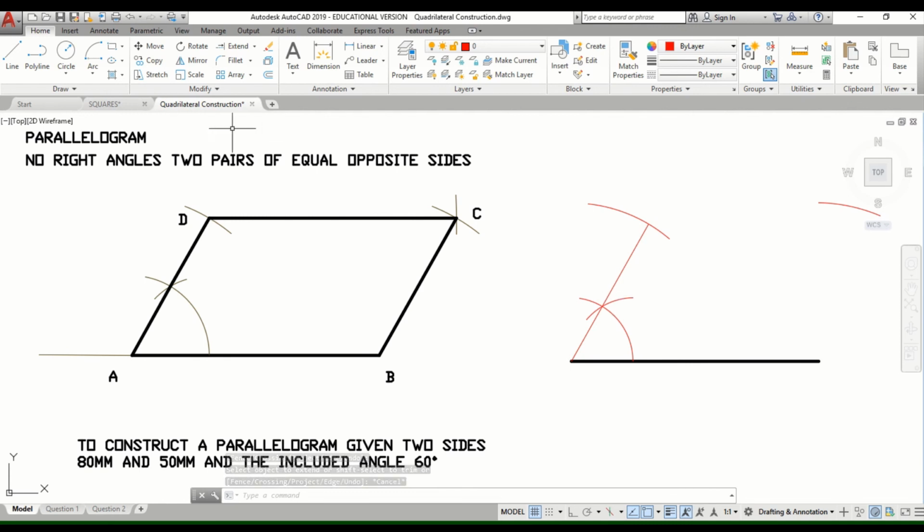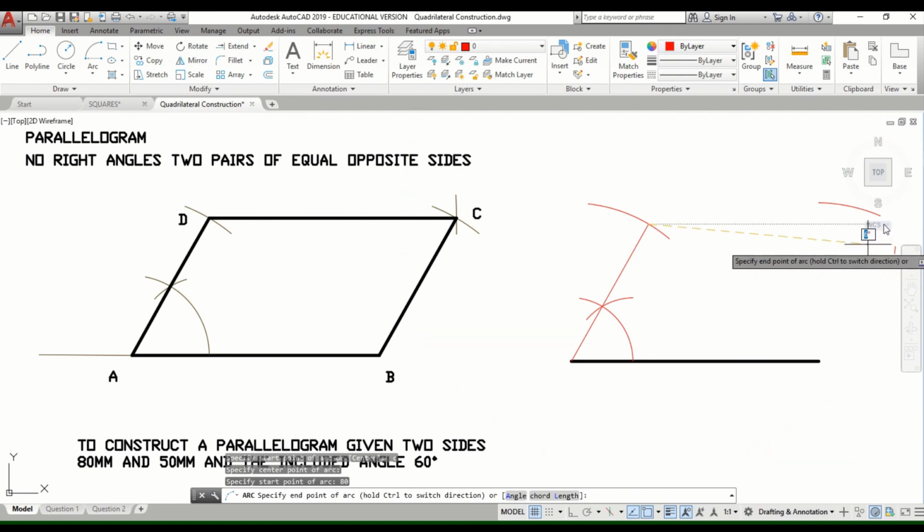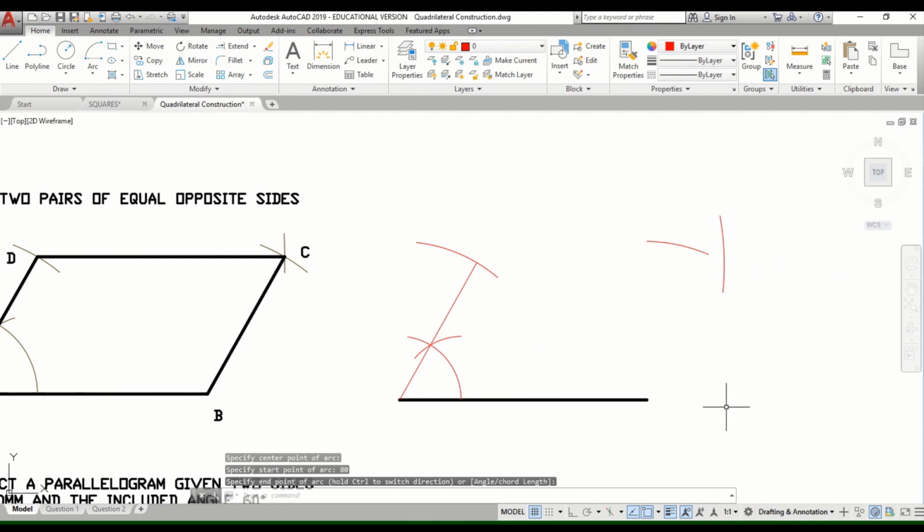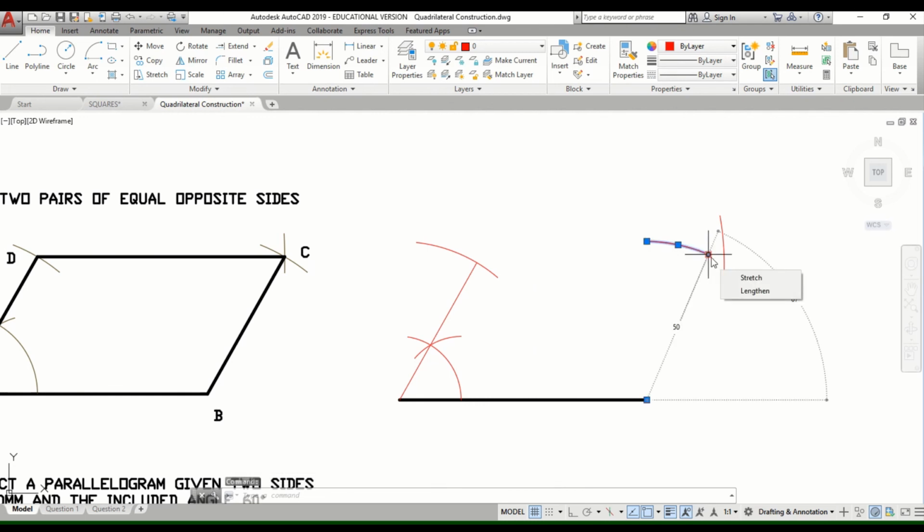So what we do next, back to our arc tool, center, and this time the length will be 80, which would be the other side. So we draw an arc. Alright. So we have a case here where these two arcs don't intersect. Well, very easy. We go to the node and we select lengthen, and we lengthen it such that they do intersect.